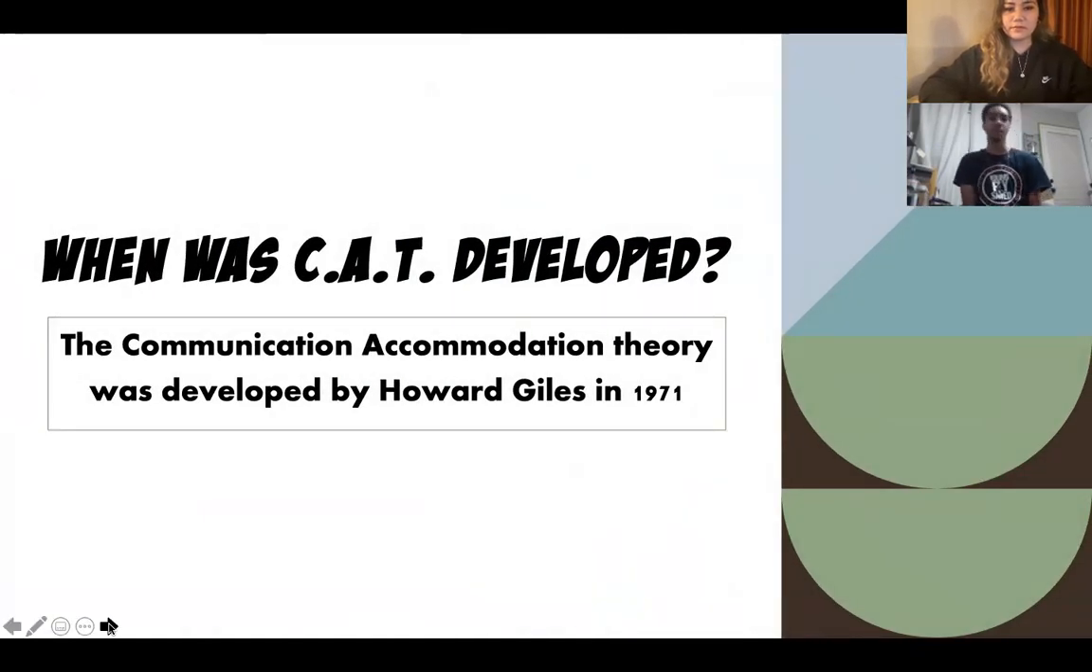So CAT was developed by a man named Howard Giles in 1971. He was a creator and founder of it, and it has been used quite a bit in different professions. We're learning about it in this class, and it is a thing that we use pretty much in our everyday lives and have been using since we could really talk and communicate with other people.